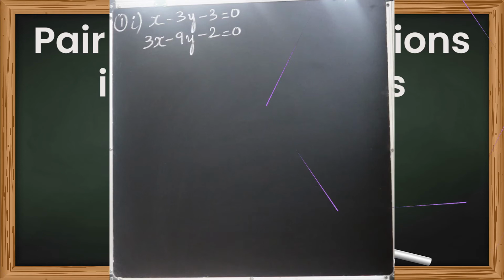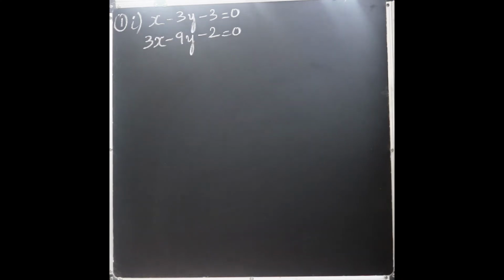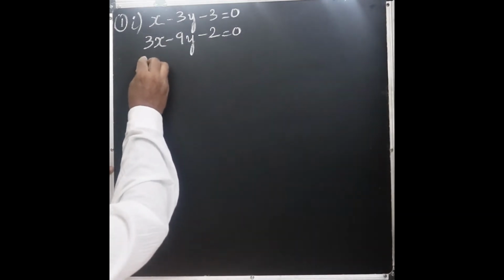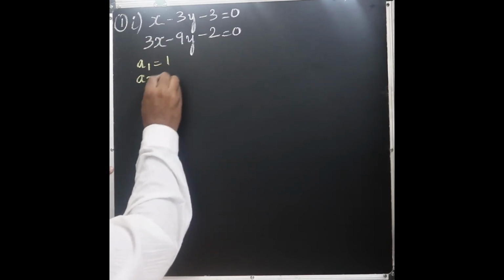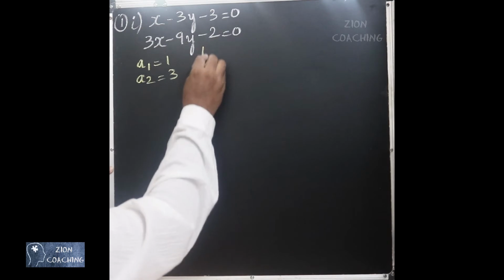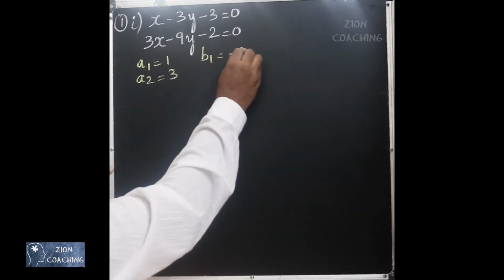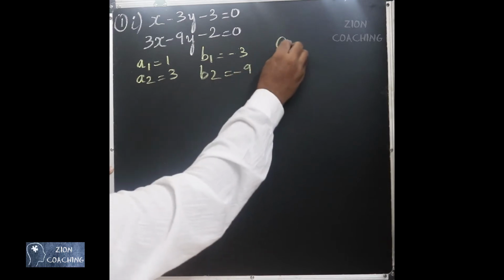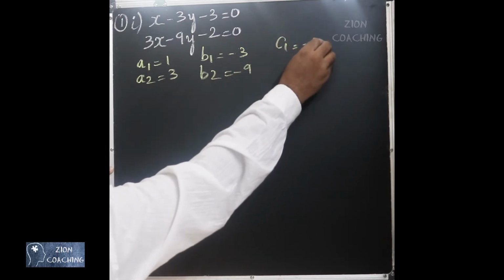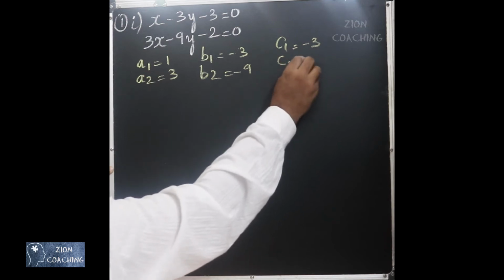They have given us two equations, x minus 3y minus 3 equal to 0 and 3x minus 9y minus 2 is equal to 0. Both are in the general form ax plus by plus c equal to 0. Now you can see that your a1 value is 1, a2 value is 3, then b1 value is minus 3, b2 value is minus 9. C1 value is minus 3, C2 value is minus 2.